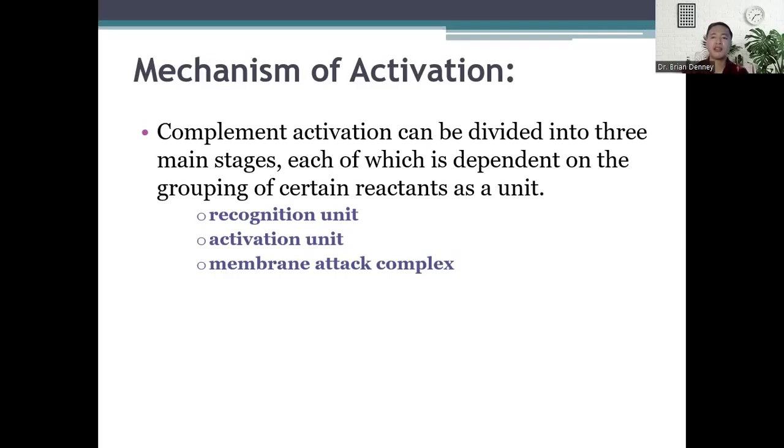Complement activation can be divided into three main stages, each of which is dependent on the grouping of certain reactants as a unit. What are these stages? Recognition unit, activation unit, and membrane attack complex. Again, there are three main stages of your classical complement pathway activation. In other words, your classical pathway must undergo these three sequential stages for you to cause lysis of the cells, the microbial cells.